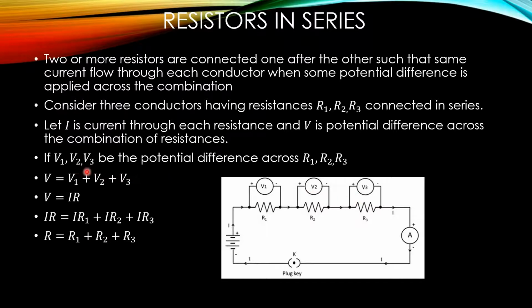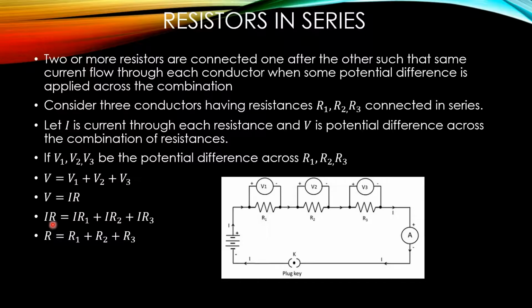If V1, V2, V3 is the potential difference across R1, R2 and R3, in that case V equal to V1 plus V2 plus V3. We know that according to Ohm's law, V equal to IR. In that case, in place of V, we can put IR. In place of V1, we can put IR1. In place of V2, IR2, and V3 is replaced by IR3.